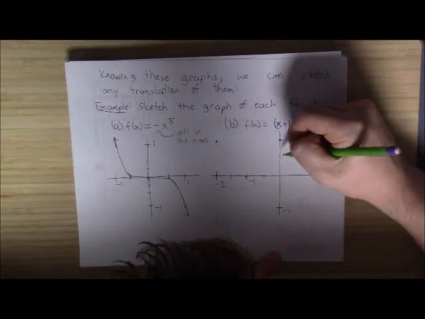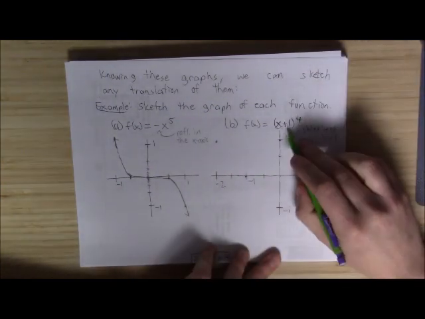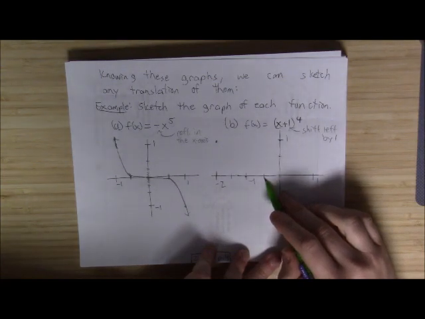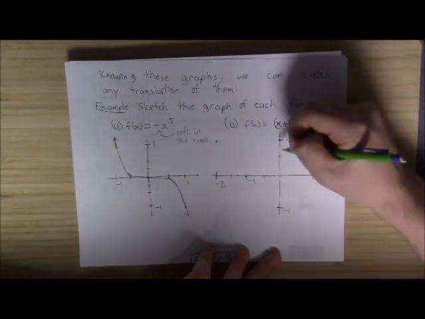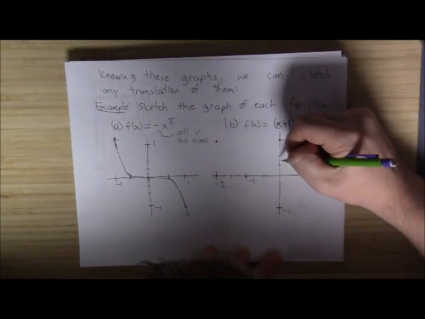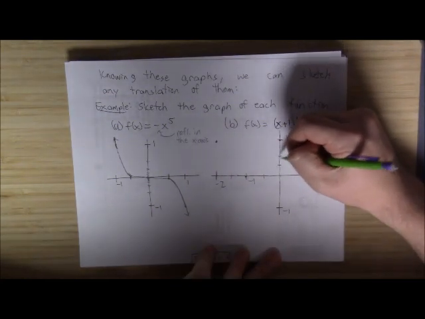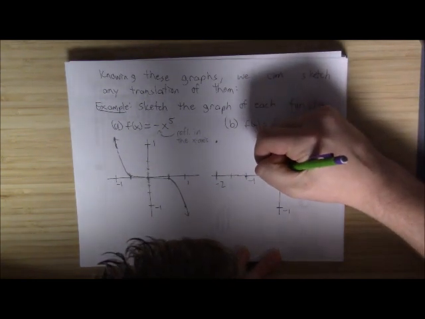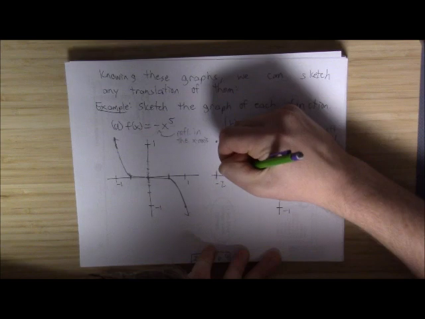Well, (1/2) to the 4th is what? (1/2) to the 4th is 1/16, so that's 1/2, 1/4, 1/8, 1/16. So that would go there, that would go there.